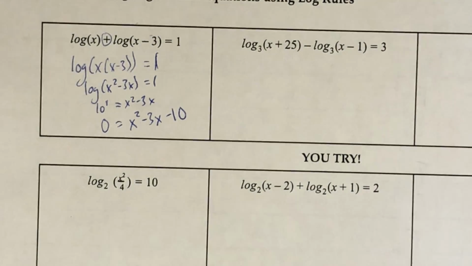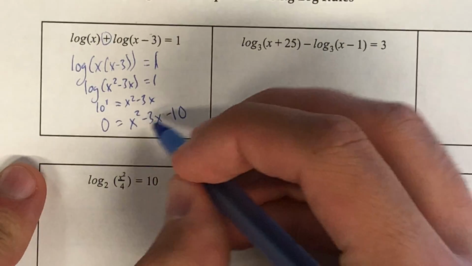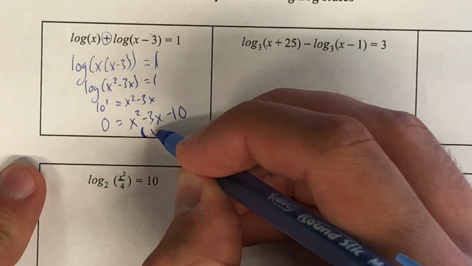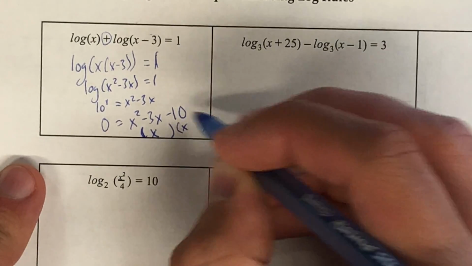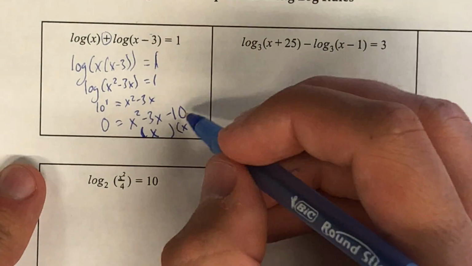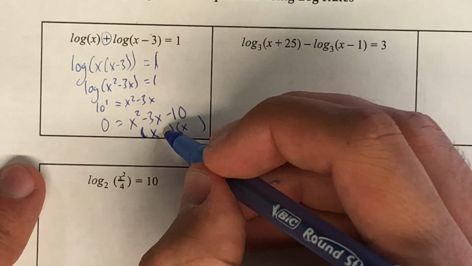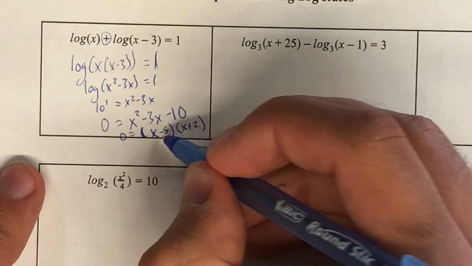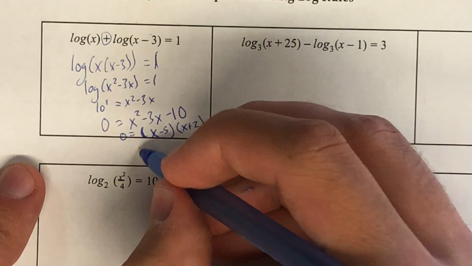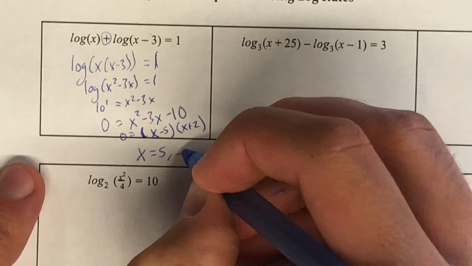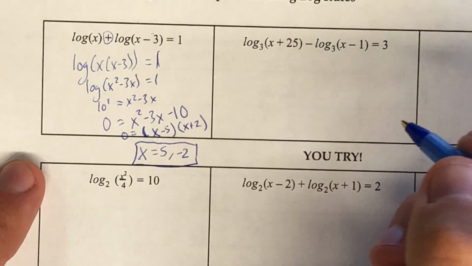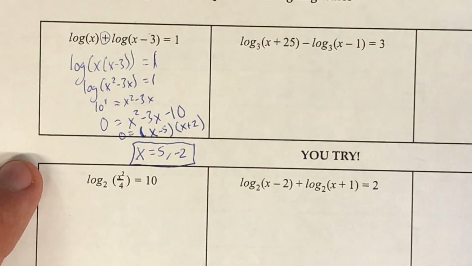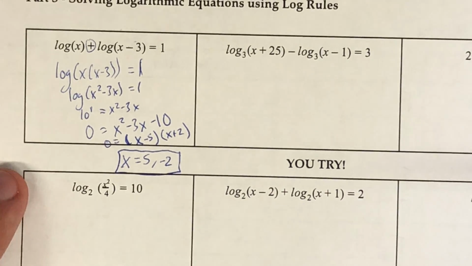And now it's set equal to 0, so we factor to solve. So we look for numbers that multiply to negative 10, add to negative 3. So that'll be negative 5 and positive 2. Set each of those equal to 0 to solve for x, and you should get x equals 5 and x equals negative 2. And you could plug those back in, check, use your calculator to make sure they work, and you'd be all set.